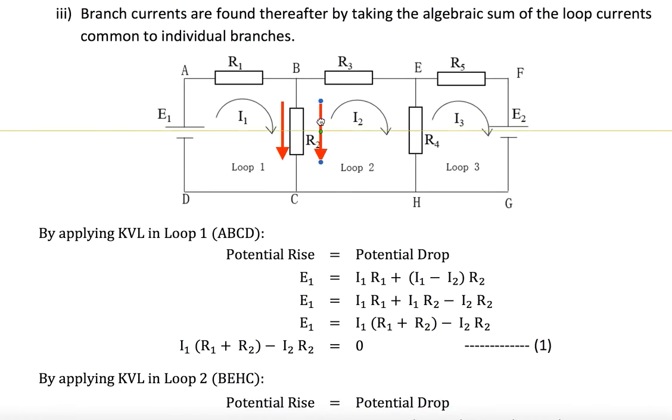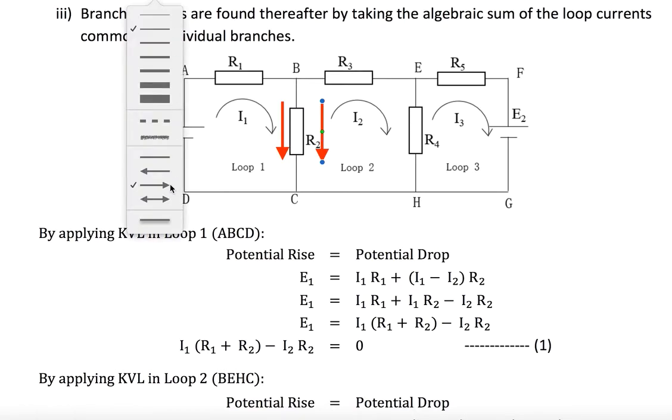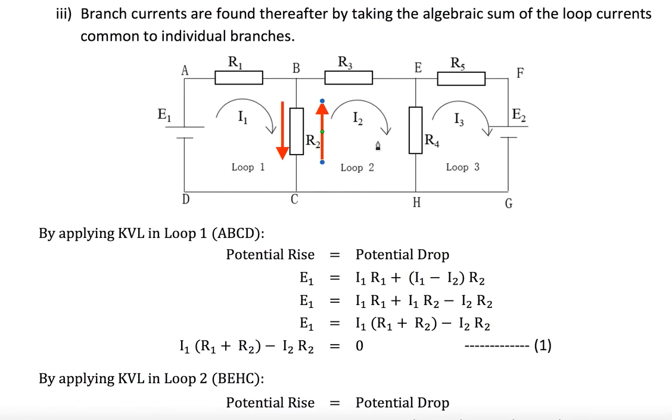Okay, see, this current is I1, this current is I2, right? Sorry, that's my mistake. See the current direction: I2 is upwards, I1 is downwards. What is the loop direction? We are going from B to C, downward direction. So I1 is taken as positive, I2 is taken as negative.